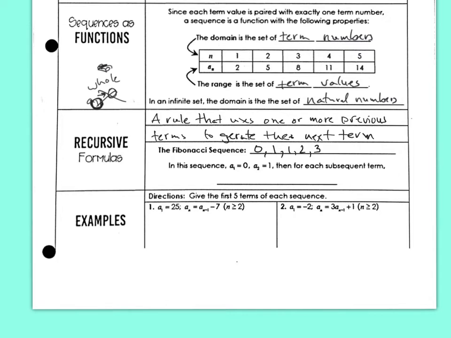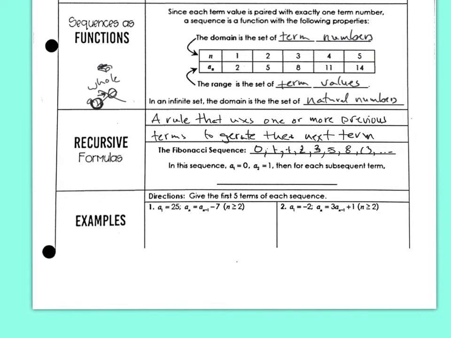So basically, 0 plus 1 is 1. 1 plus 1 is 2. 1 plus 2 is 3. So then we would go 2 plus 3 is 5. 3 plus 5 is 8. 5 plus 8 is 13, and so on, and forever we go. So basically, you add up the two terms before.